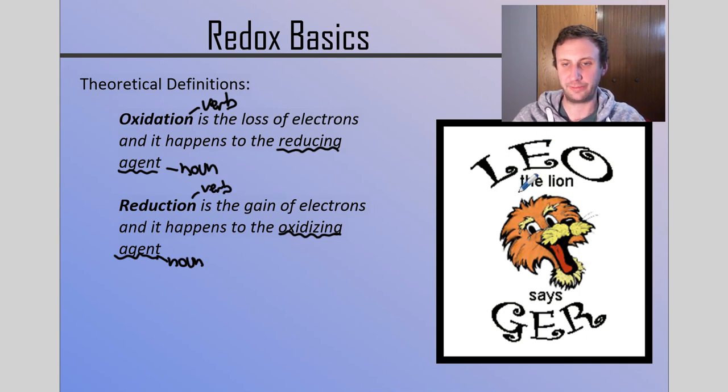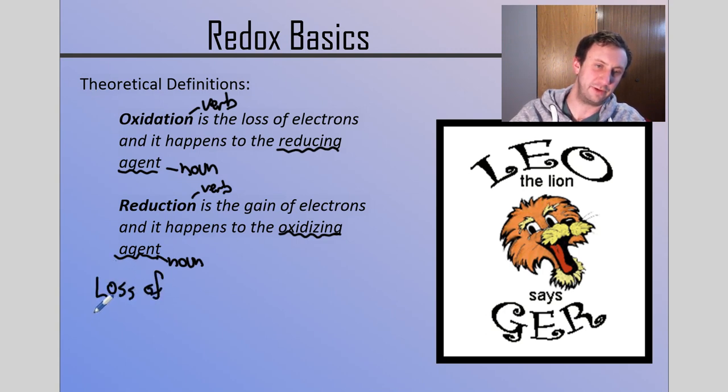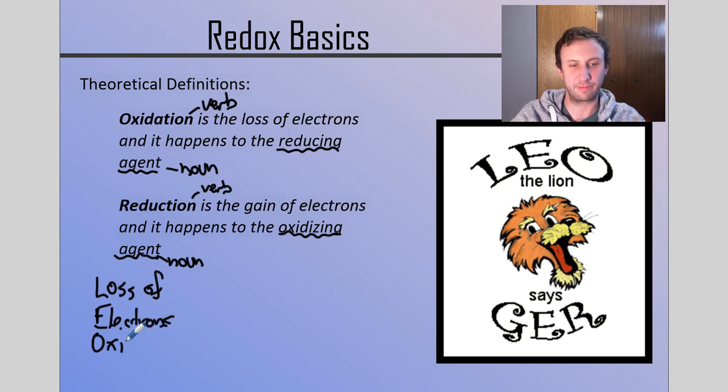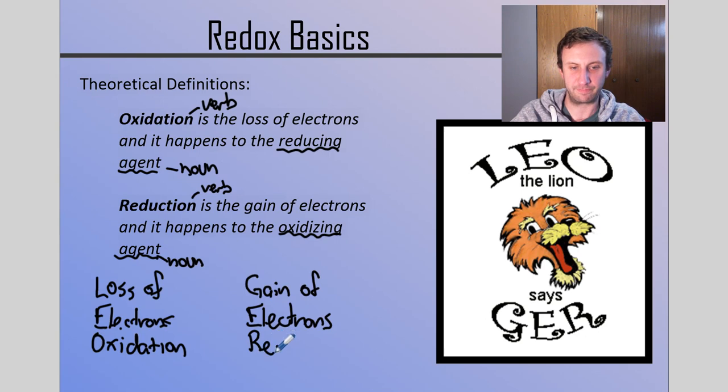Now we're going to clear this up a little bit more. This is your trick for remembering this. Leo the lion says grr. Leo is loss of electrons, is oxidation, and then grr is gain of electrons, is reduction.